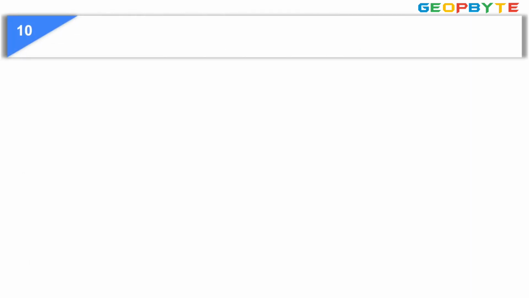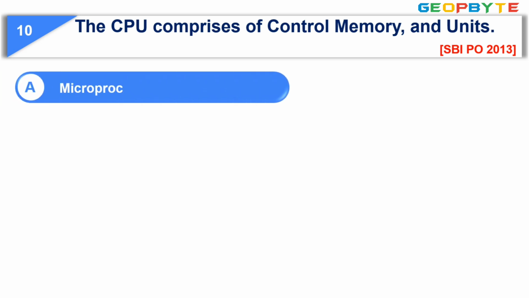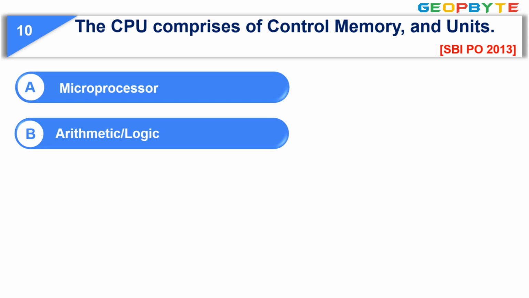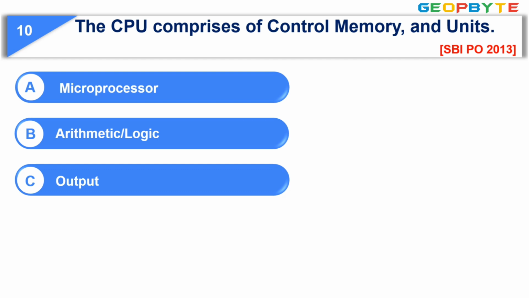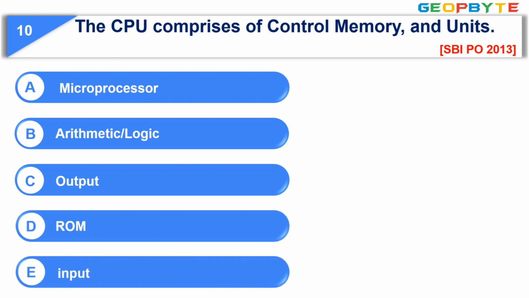Moving to question number 10. The CPU comprises of control, memory, and units. Option A, microprocessor. Option B, arithmetic or logic. Option C, output. Option D, ROM. Option E, input. And the correct answer is option B, arithmetic or logic.